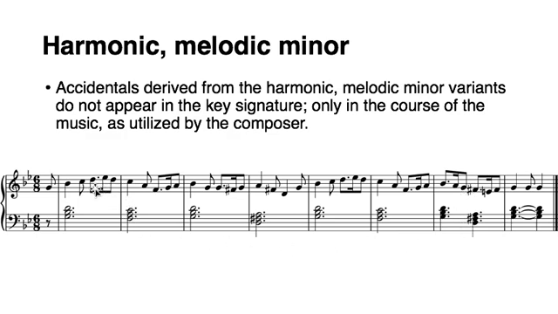So you can see here that these accidentals that pertain to the harmonic and melodic minor variants of G minor do not appear in the key signature. They are written individually in the course of music. Just for the sake of remembering, here's how it sounds.